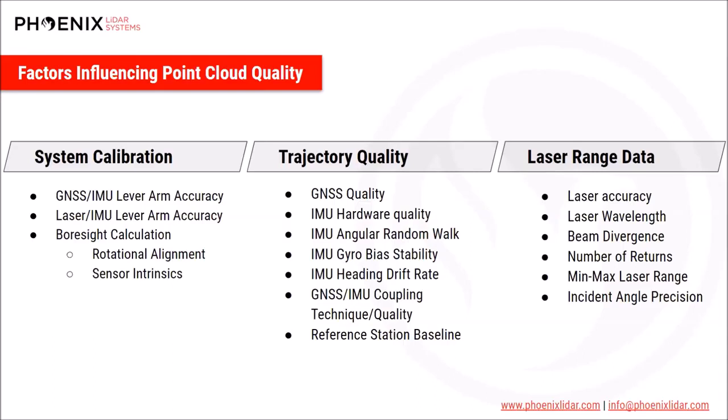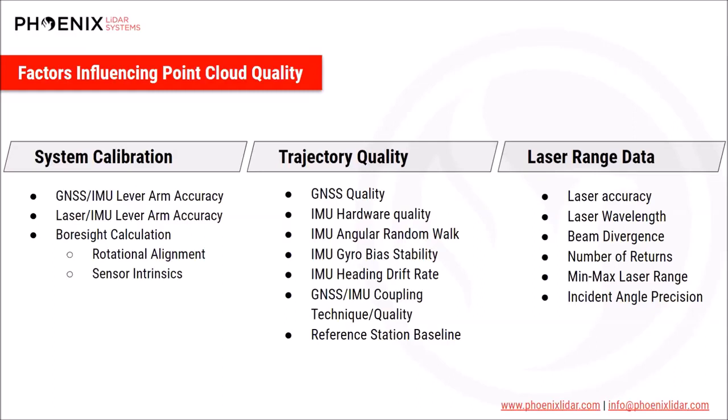Similarly, the boresight calculation of how your system is actually mounted together. If your laser is 1 degree rotated from where your IMU is, that needs to be addressed in a very, very precise manner. Half a degree difference shot over 1,000 or 100 meter laser range can result in huge inaccuracies.